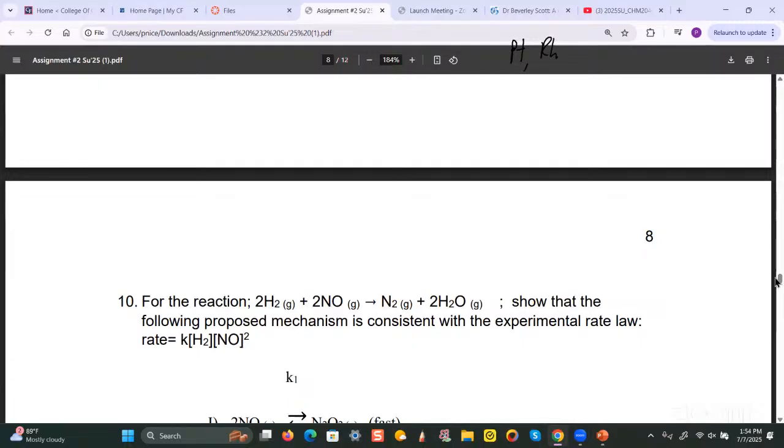For the lab, do we have to print out our own handouts? Yes, you have to print out the handouts. For this experiment that you'll be doing, which would be the colligative properties experiment, you need to print it from Canvas, because each student needs to have their own copy of the handout. All right?